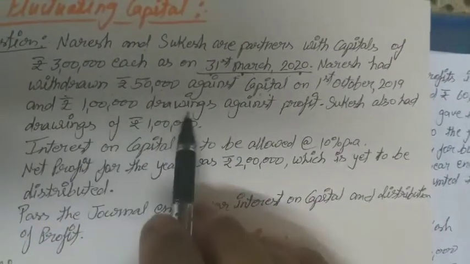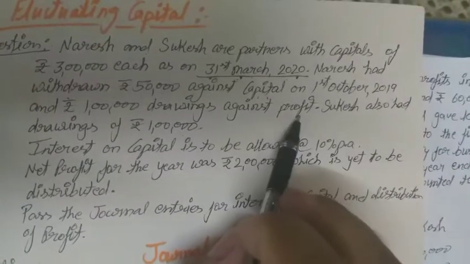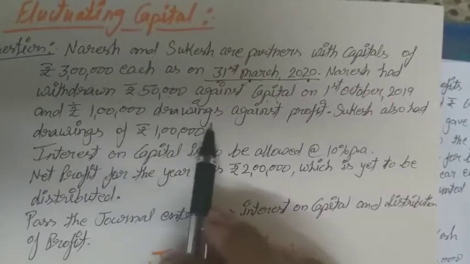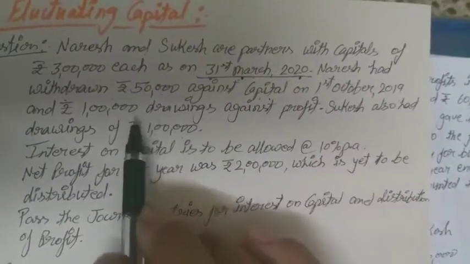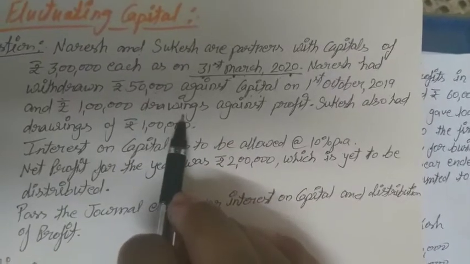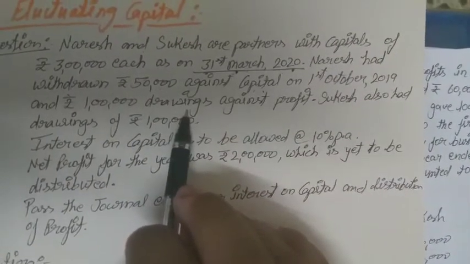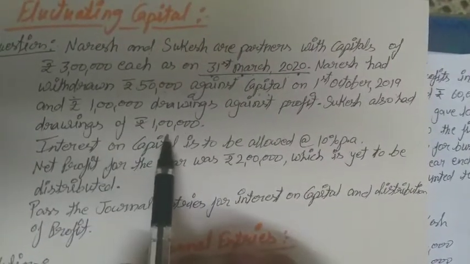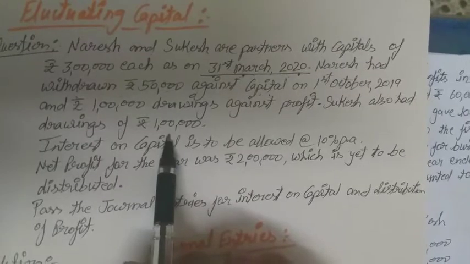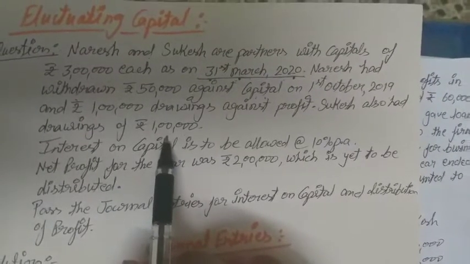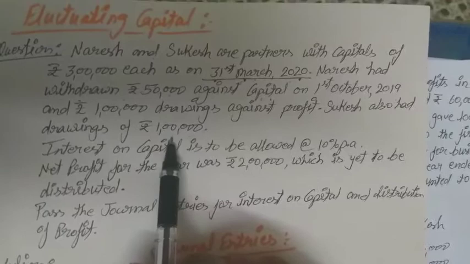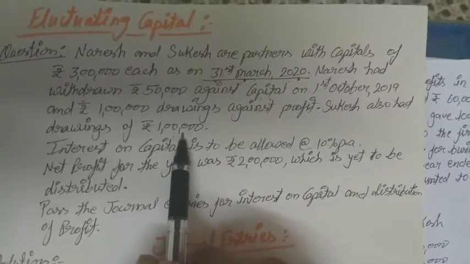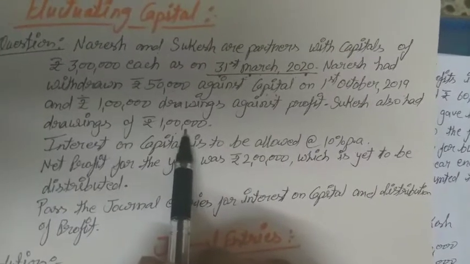And rupees 1 lakh drawings against profit, and 1 lakh rupees is also a drawing against profit, but the date is not mentioned. If the date is not mentioned, we will take the last date of the year. Sukesh also had drawings of rupees 1 lakh. The date is also not mentioned, and there is no mention of whether it is against capital or against profit. So this type of drawing we will take against profit.